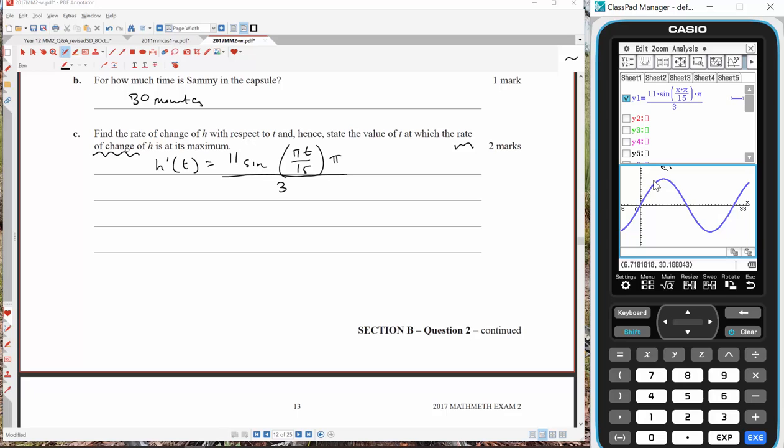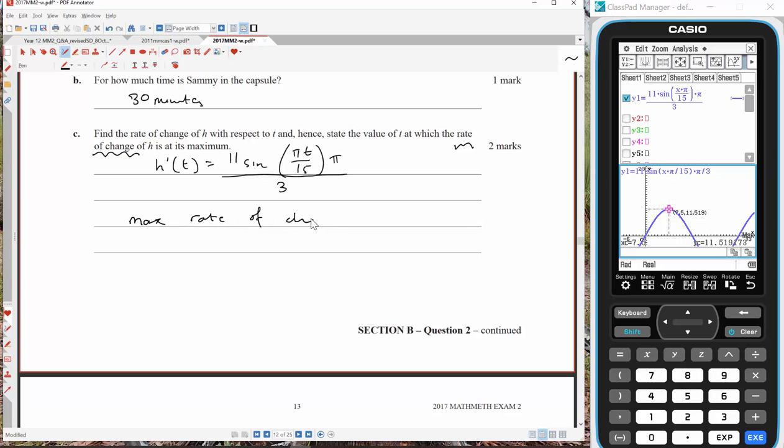All right, so there's our rate of change function, and what we want is the maximum rate of change, or the rate at which the rate of change is at its maximum. So that's this point here. So we'll go analysis, gsolve, and fmax, and there it is there. State the value of t at which it's at its maximum. So we don't want this value here, we want t. So max rate of change is when t equals 7.5.